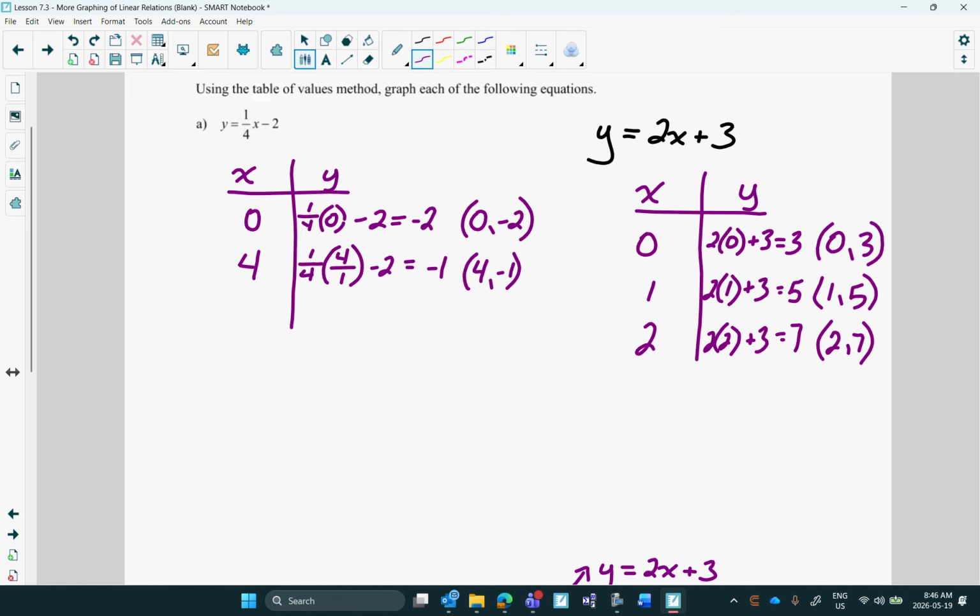What's the next number do you think I could plug in and not get a fraction? 8. How am I getting these numbers? They're numbers that I can divide by 4 and get a whole number. So 1 over 4 times 8 over 1, minus 2. Well, this gives me 8 over 4, right? Which is, what's 8 over 4? 2. Subtract 2. 0.